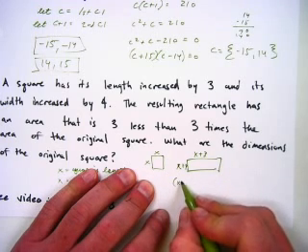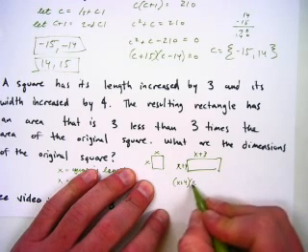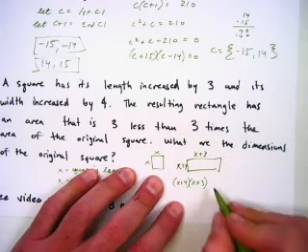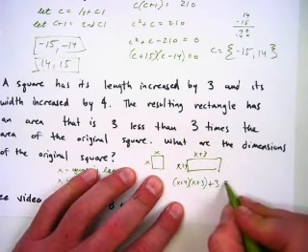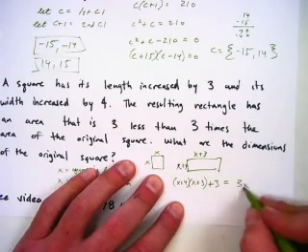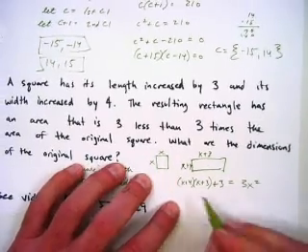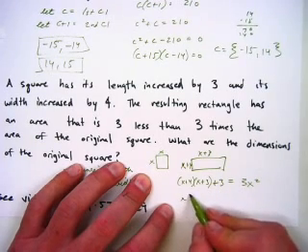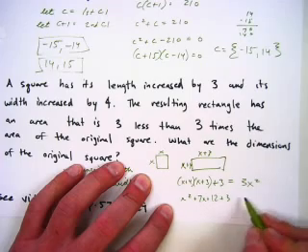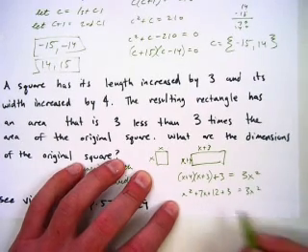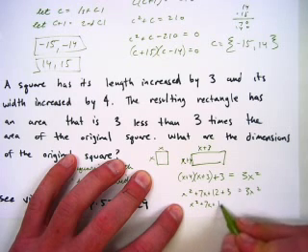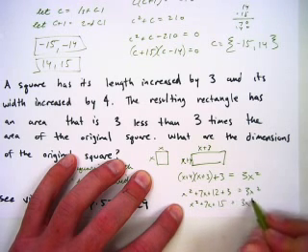So the resulting rectangle is x plus 4 times x plus 3, the area of that. It's 3 less than 3 times the area of the original square. So I got to add 3 to make it equal 3 times the area of the original square, which is x squared, just x times x. So that's 3x squared. If I FOIL this out, I'll get x squared plus 7x plus 12. Then I got this 3 tacked on, equals 3x squared. If I combine like terms here, I'll get x squared plus 7x plus 15 equals 3x squared.